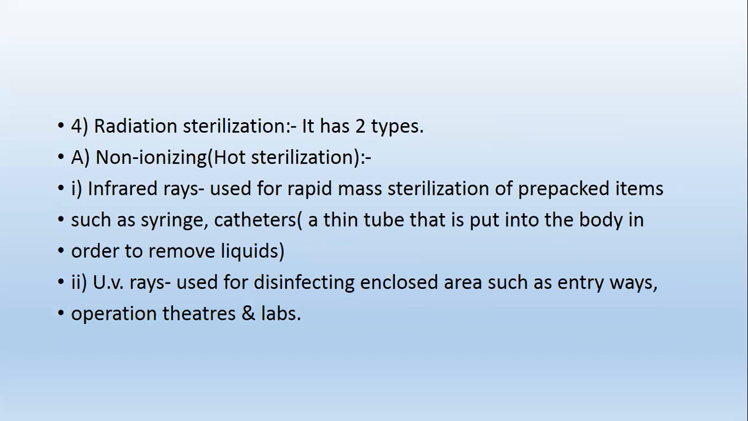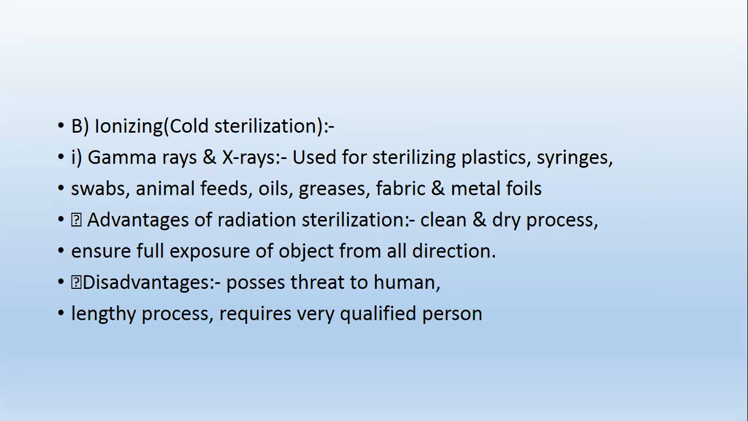Fourth is radiation sterilization. It has two types. Non-ionizing, that is hot sterilization: infrared rays used for rapid mass sterilization of pre-packed items such as syringe, catheter, and UV rays used for disinfection in enclosed area such as entryways, operation theater, and labs. Ionizing or cold sterilization: gamma rays and X-rays used for sterilizing plastic syringe, swab, animal feed, oil, greases, fabrics, and metal foils.